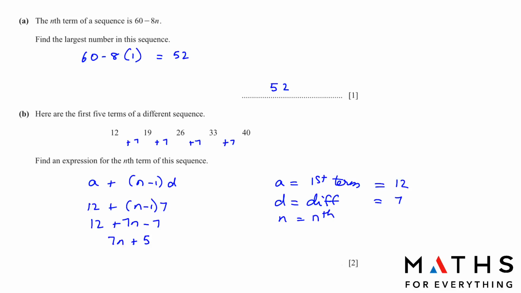There's an easier way to do this also. What you can do is, whatever is your difference, so what is your difference? 7. Write it with n. Whatever is your difference, you put an n next to it. And whatever is your difference, subtract it from the first term. So 12 minus 7, you will get plus 5. This is the shorter way and this is the long way, whichever way you understand.